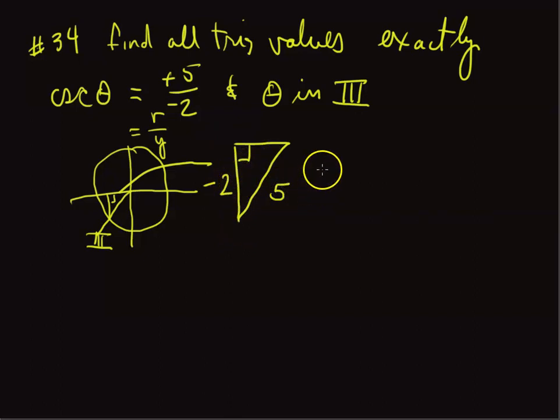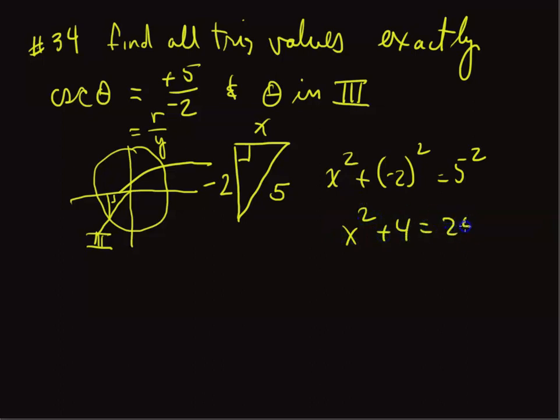R is always positive. But this is the x. So we know x squared plus a negative 2 squared is equal to 5 squared. So x squared plus 4 equals 25. We know x squared is equal to 21, so x must be the square root of 21. Now x can be positive or negative. Which should it be? Well, this is in the 3rd quadrant. Both x and y are negative. So negative square root of 21.